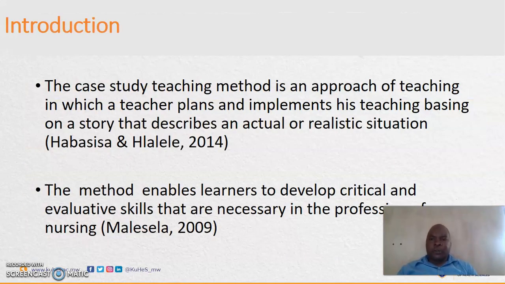As a matter of introduction, the case teaching method is defined as an approach of teaching in which a teacher plans and implements his teaching based on a story that describes an actual or realistic situation. This is an important method of teaching because it enables learners to develop critical and adaptive skills, key skills that are necessary in our profession of nursing.